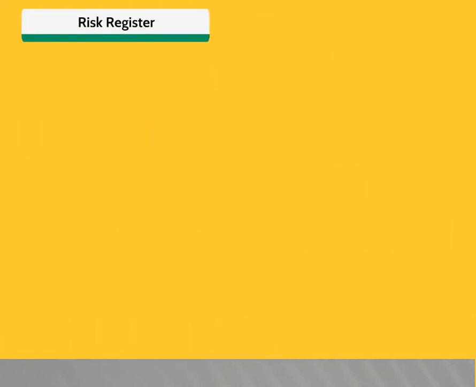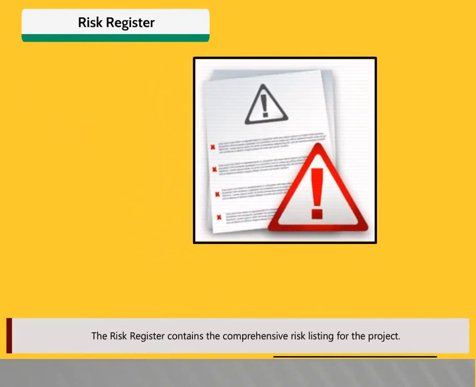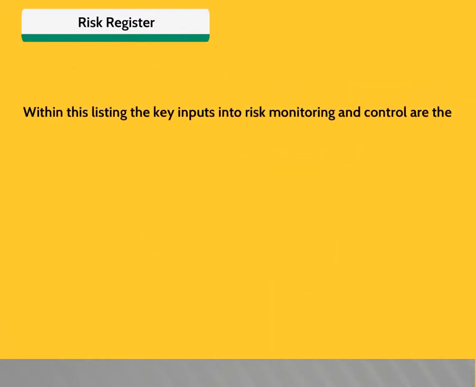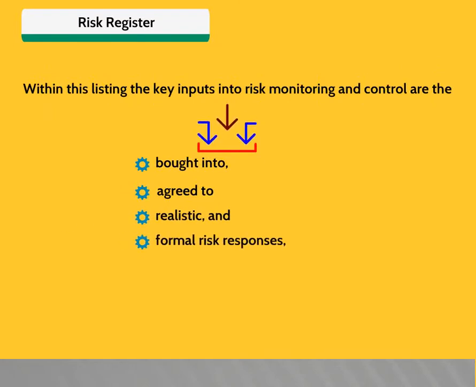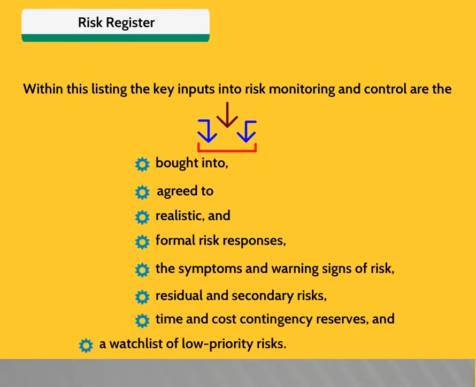Risk register. The risk register contains a comprehensive risk listing for the project. Within this listing, the key inputs into risk monitoring and control are bought into, agreed to, realistic and formal risk responses, the symptoms and warning signs of risk, residual and secondary risks, time and cost contingency reserves, and a watch list of low priority risks.